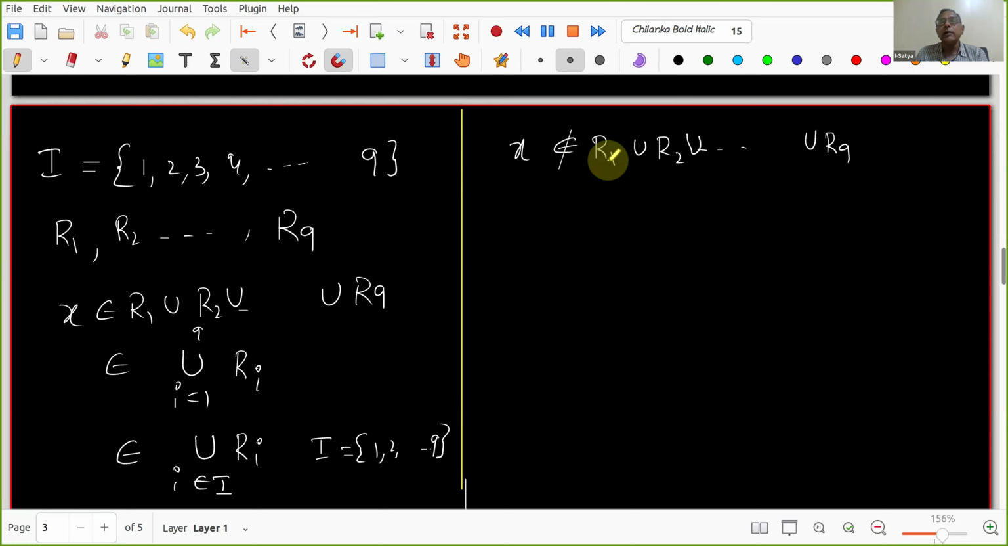What is the meaning that X does not belong to the union? When will X be in the union, and when will X not be in the union? Now can you tick yes? Be quick. What does X is not in the union mean? So I said X is not in the union. What is the meaning?